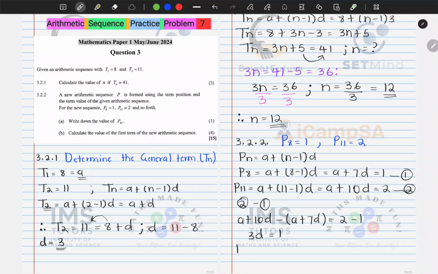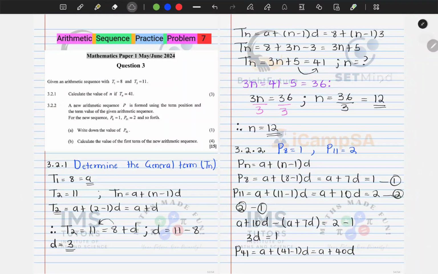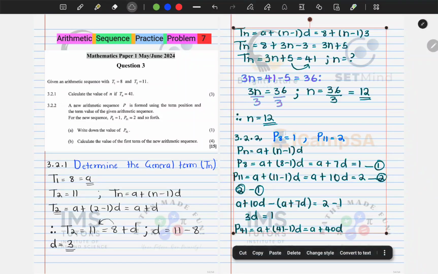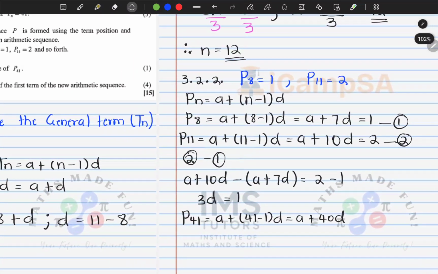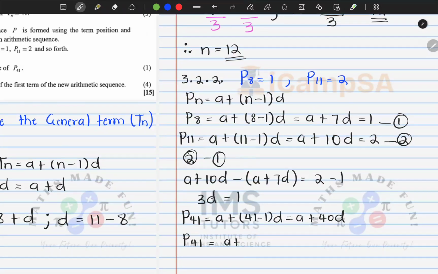Now, let's go ahead and find what P41 is. If you substitute, you'll have a plus 41 minus 1 times d, which will just give us a plus 40d. So the question we need to ask ourselves is, how can we use what we have to determine what P41 is? For this P41, I'm going to say a plus 40d. We need to try and find 40 using what we have here.